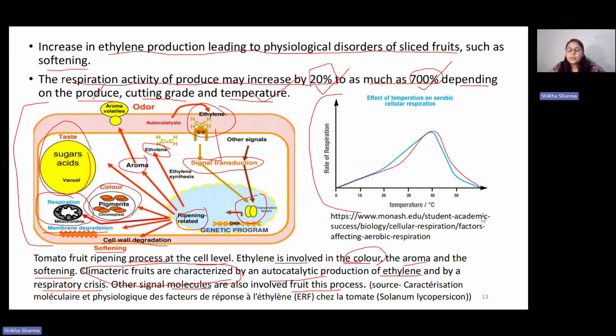And we also use one of the formulas, like the Van't Hoff formula, for calculating how the respiration rate or any reaction rate changes when there is a rise in temperature.